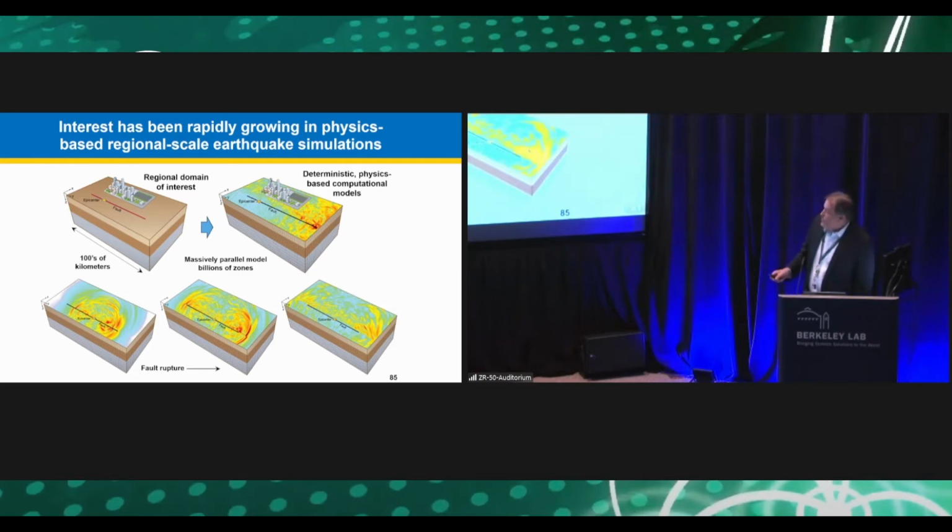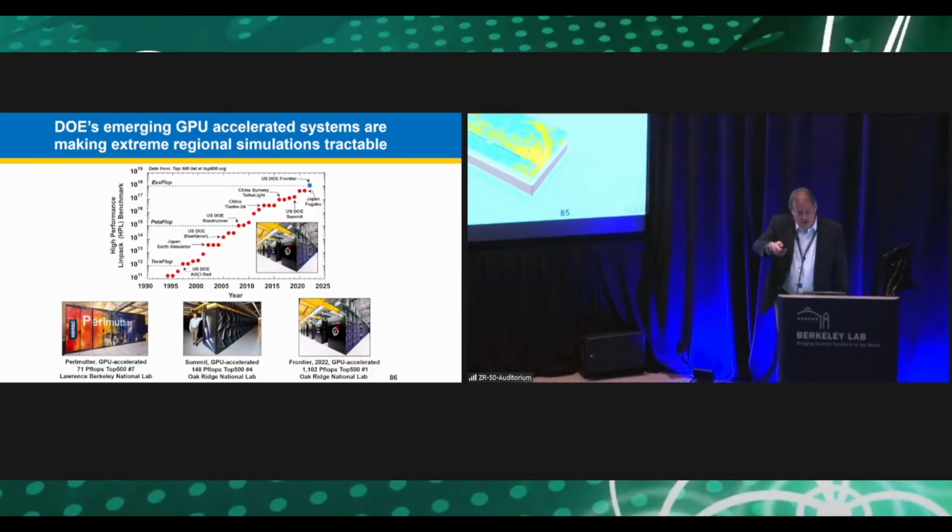This is a hard problem. We're talking about modeling hundreds of kilometers in extent. We're talking about massively parallel grids of, for example, the San Francisco Bay Area, that I'm going to show you, that are billions or hundreds of billions of zones, and then modeling that entire process and getting those ground motions. So this is a hard computational regime.